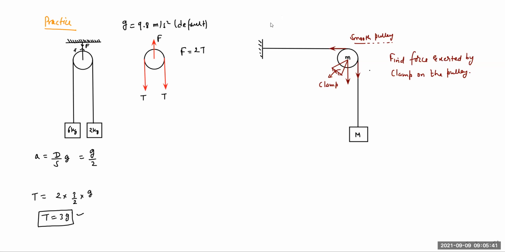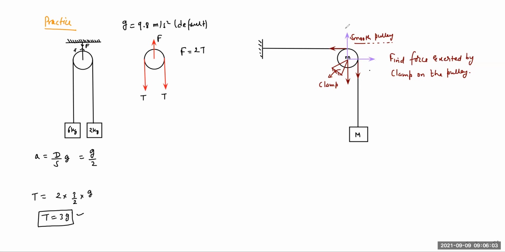Now how is the clamp applying force? It must balance vertical forces. It must balance the horizontal forces both together. So definitely I can say that the two acting down should be balanced by some upward force of the clamp, and the one on the left must be balanced by some right direction force of the clamp.